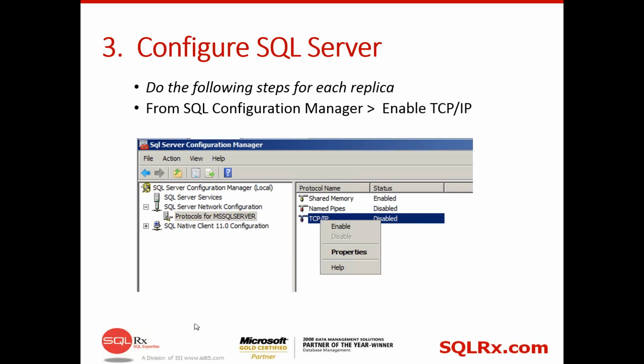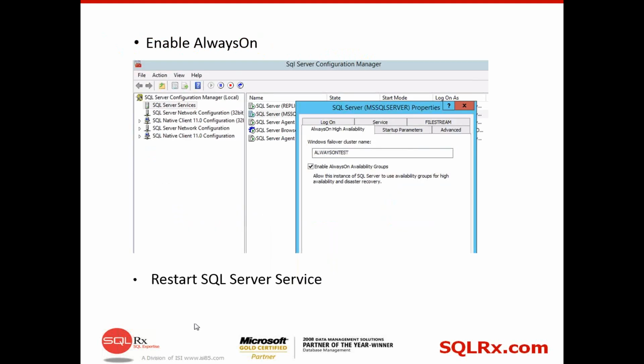While you're still in the SQL Server Config Manager, you want to go up to the SQL Server Services, right-click on that to open up the Properties dialog box, navigate to the Always-On High Availability tab, and enable Always-On. Now, you'll need to restart this SQL Server service after you make these changes. And again, do this on all of your replicas.